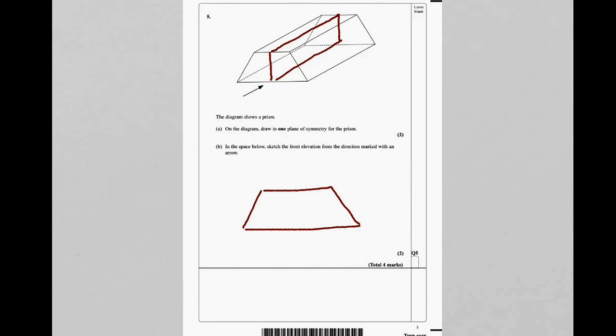In the space below, sketch the front elevation from the direction marked with an arrow. So this would just be the 2-dimensional shape that we would see if we were to kind of bend down and look at it directly face on. And of course, if we were to look at it straight on, this is what we would see.